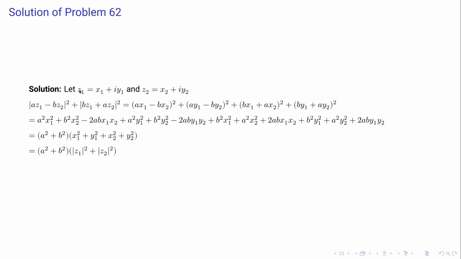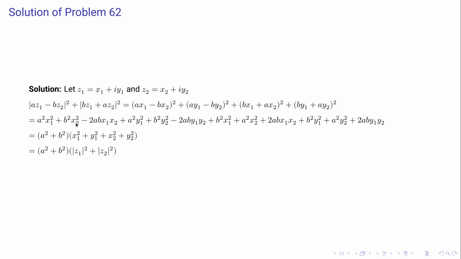To solve this problem, we take Z1 is equal to x1 plus i y1 and Z2 is equal to x2 plus i y2. So when you substitute the values and square it, you will get (a x1 minus b x2) whole square plus (a y1 minus b y2) whole square plus (b x1 plus a x2) whole square plus (b y1 plus a y2) whole square.